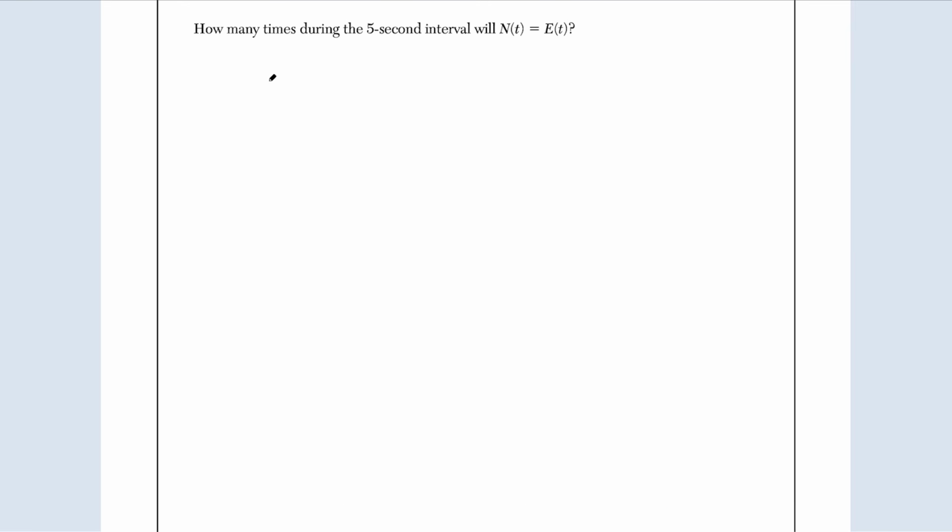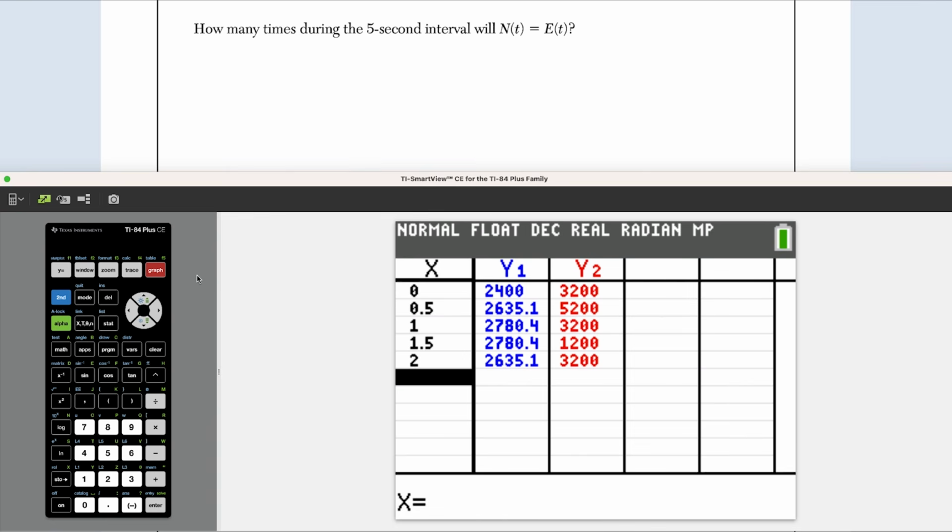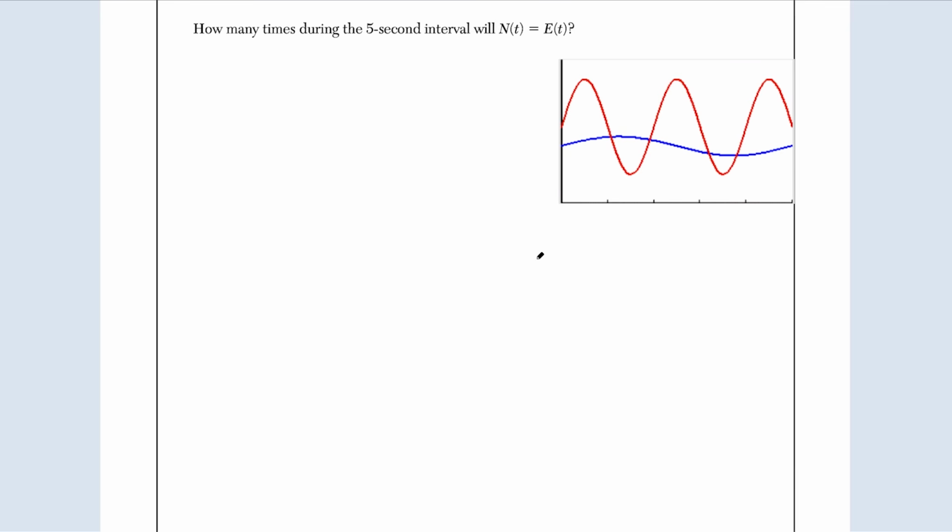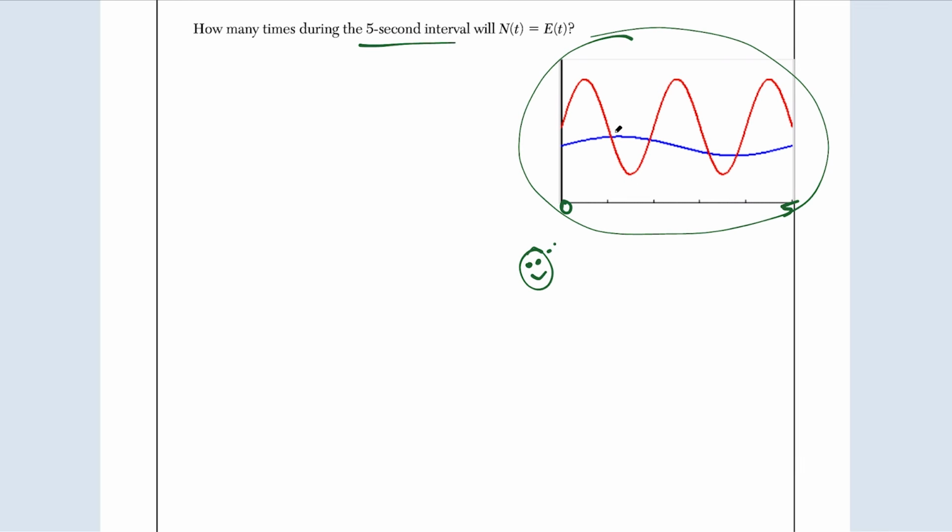So now for the last part of this question, how many times during the 5-second interval will n of t equal e of t? So for this, we could just go back to the graph. So now what we want to think about for that last point is how many times did these graphs intersect on this interval here from 0 to 5. And remember, we set the calculator window setting to go from x minimum 0 to x maximum 5. So that's our 5-second interval. So we're looking for the points of intersection. How many of them do we have? We have 1, 2, 3, 4 points of intersection. So how many times? These functions are going to be equal 4 times.